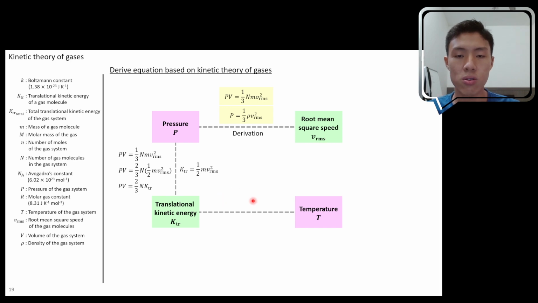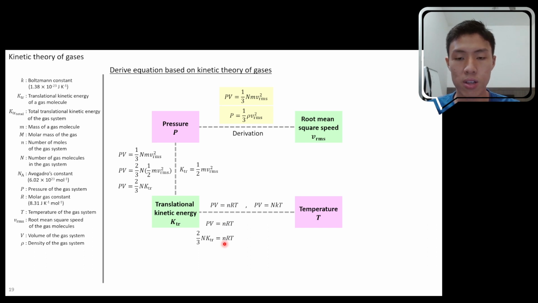So what knowledge are we going to recall in order to manipulate this equation further? We are going to recall our ideal gas equation. There are two versions of the ideal gas equation in our syllabus. One is the molar version, PV equals nRT. One is the per molecule version, which is PV equals NkT. So we take this equation PV equals nRT, and we are going to combine it with the previous equation, PV equals 2 over 3 N KTR, replacing PV. We combine these two equations: 2 over 3 N KTR equals nRT.